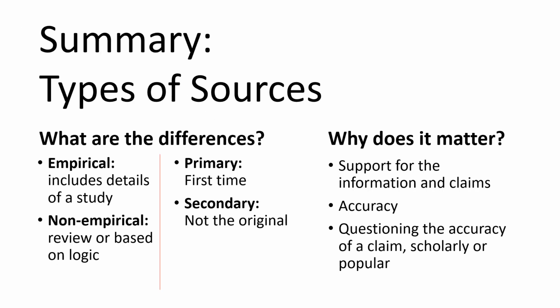The activity in this module will walk you through how you can figure out what type of source you're looking at. For now, the goal is to understand the definitions, and hopefully they seem relatively easy to follow. An empirical source details a study, while a non-empirical doesn't. A primary source is the first time an idea is shared. A secondary source is not the original and often puts the information in different context or interprets it. The differences matter because the different types of sources include different sources of support for the information and the claims they contain. That's important to keep in mind because it influences the accuracy, so it helps guide our analysis when we question a claim.